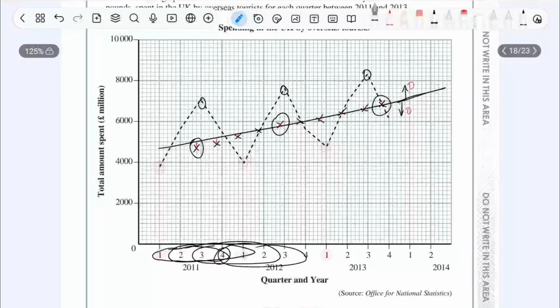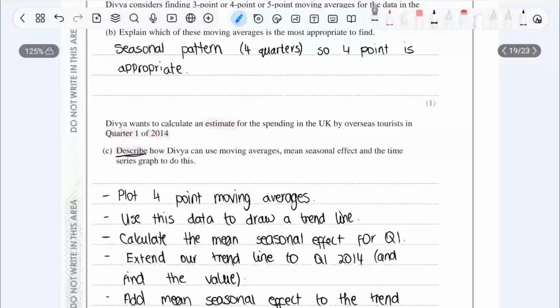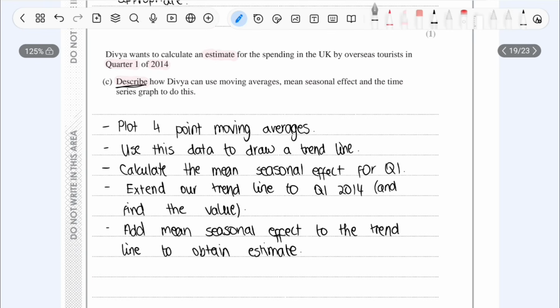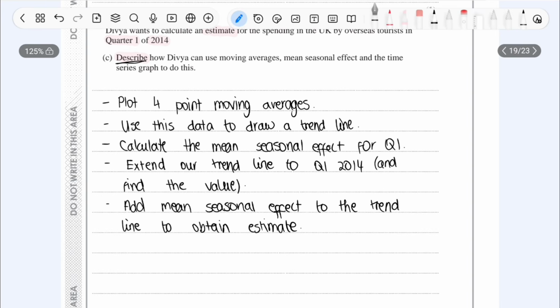Now obviously I made all this data up and I just drew this trend line completely off the top of my head, so there's no relevance to that. It was just to explain the actual process, to show you the methodology behind it. And describe is actually quite a nice question because you just have to say what you do. Just imagine you were speaking to someone and they asked you, well, how do you do this? And then you just speak to them like a friend and just explain what you're going to actually do. You plot the averages, draw a trend line, calculate the mean for the quarter one, extend the trend line, and then add or subtract to get to your actual value.